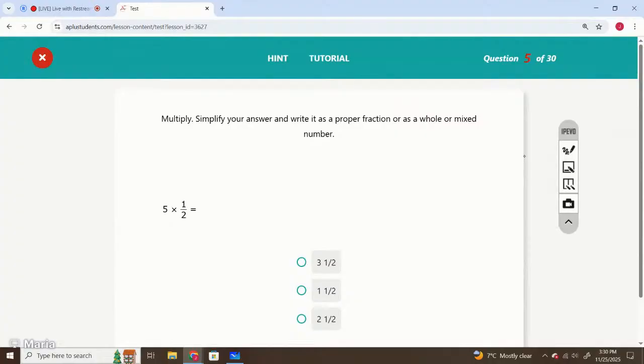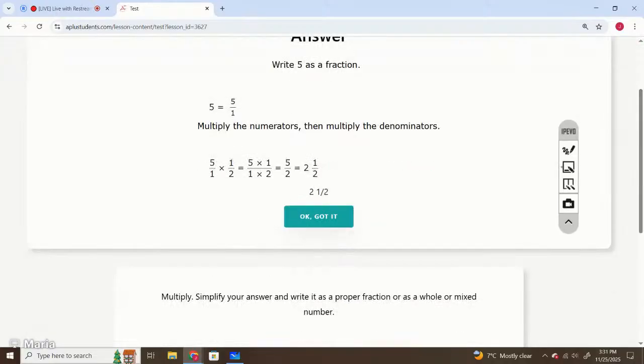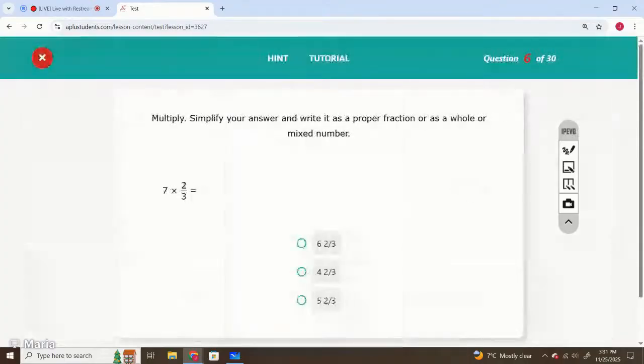2 times 5 is 10 and 1 is 11 over 2. So that is 1 whole 1 by. Write 5 as a fraction. So we need to divide. We need to make the denominator 2. So that is 2 whole 1 by 2.